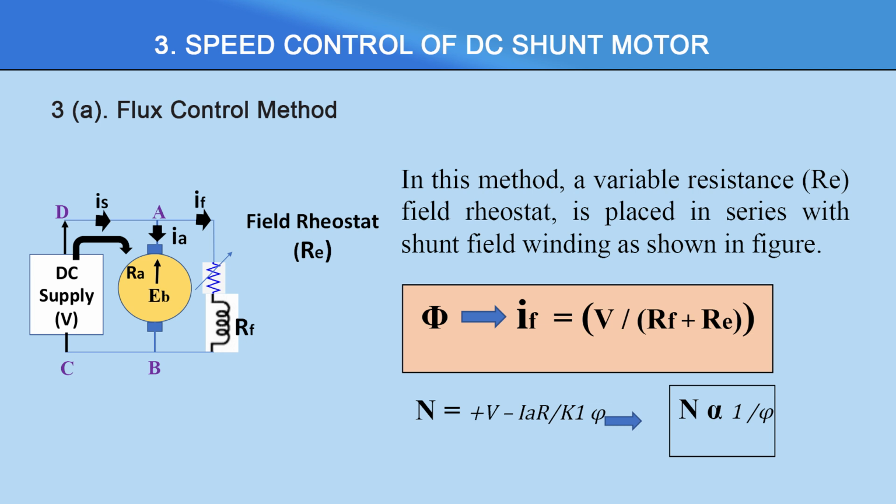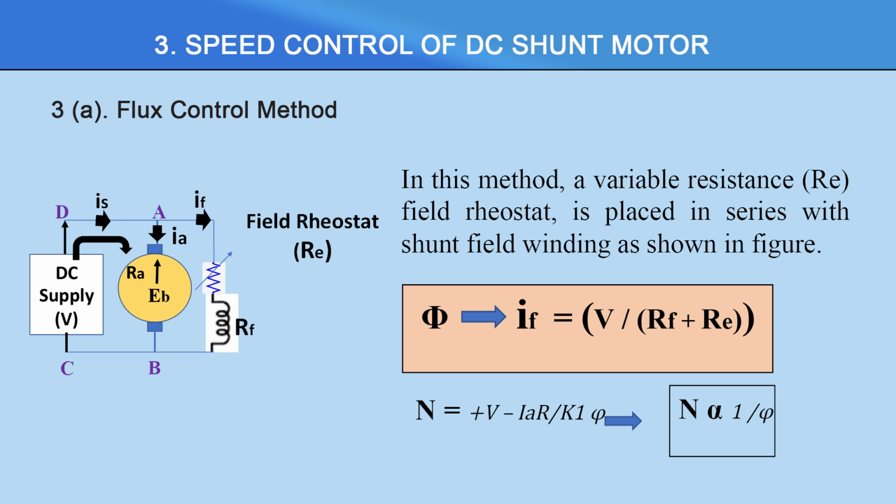For DC shunt motor, the flux control method is the first thing. This is the DC shunt motor. What is the equivalent circuit of a DC shunt motor? It will have a DC supply, an armature, and a field winding, and all these three are connected in parallel. That is why it becomes a DC shunt motor. We know all these things.